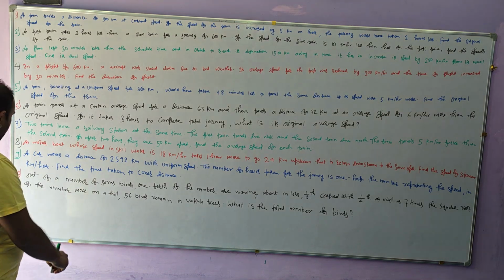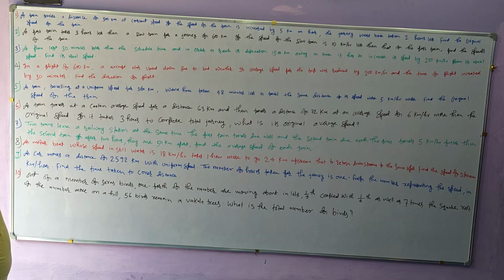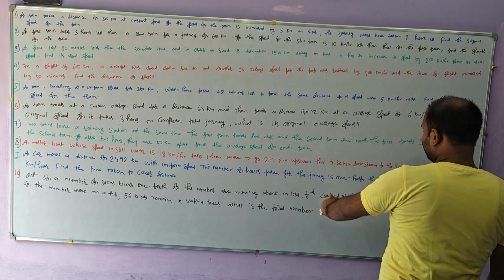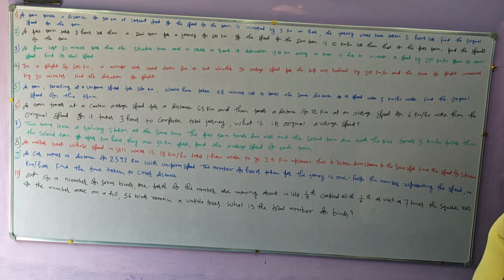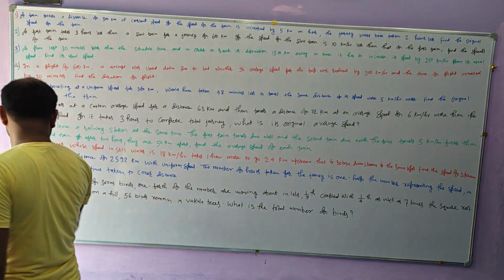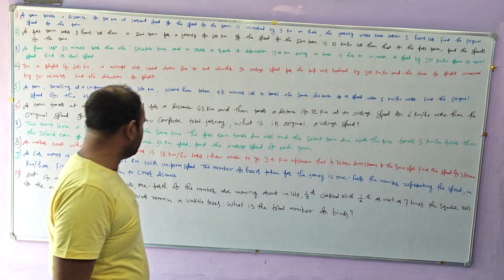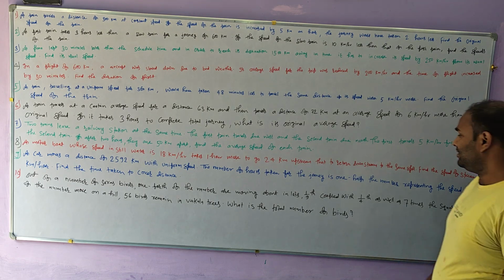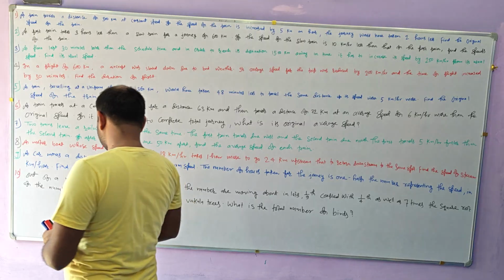First one is: out of a number of such birds, one fourth of the number are moving about in the loads of one ninth coupled with one fourth, as well as 7 times the square root of the number move on a hill. 56 birds remain in Bakula trees. What is the total number of birds?